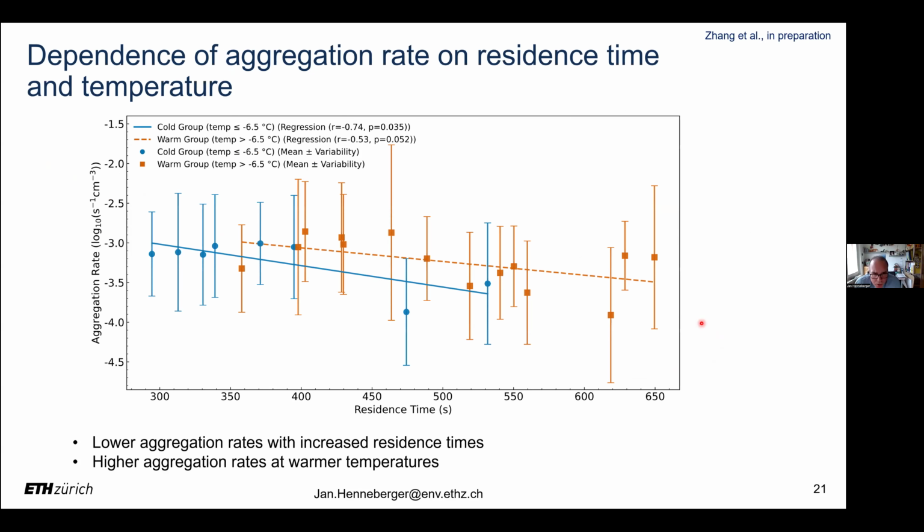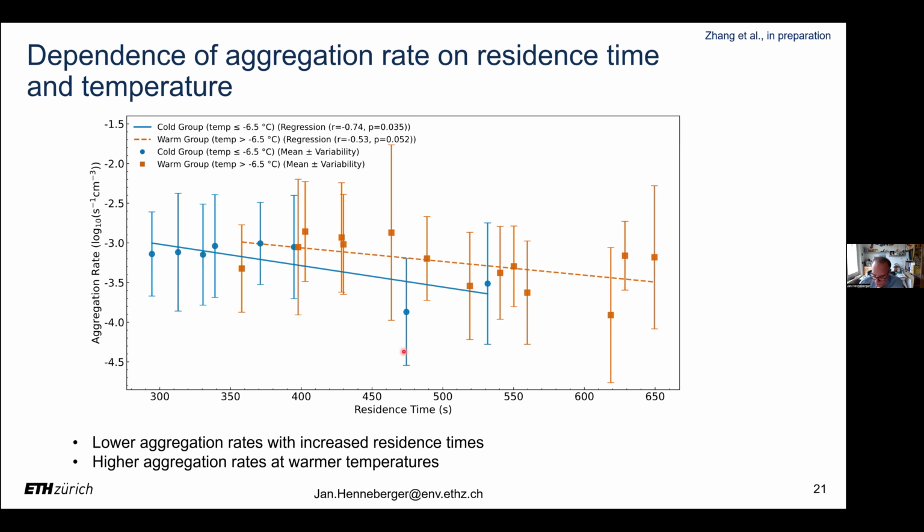So we looked at 24 experiments. You see a decrease in aggregation rate with longer residence time. That is probably because the plume gets dispersed, and ice crystals in experiments at warmer temperature have a higher aggregation rate, and that's what we look at next.